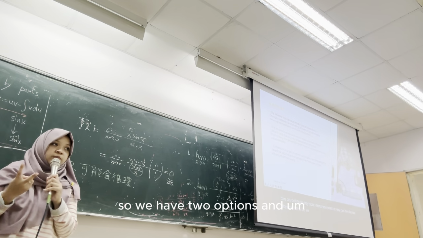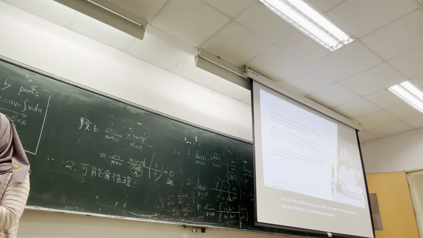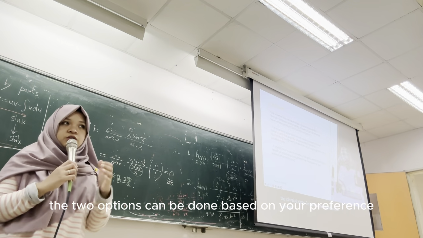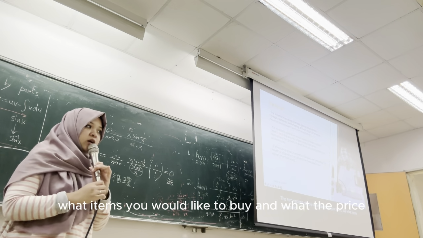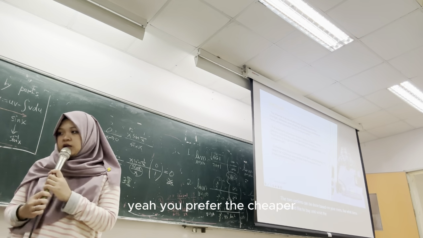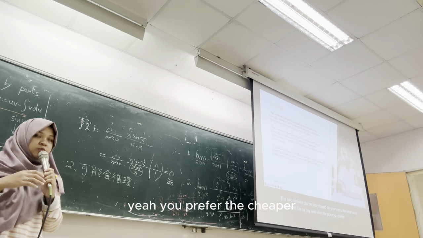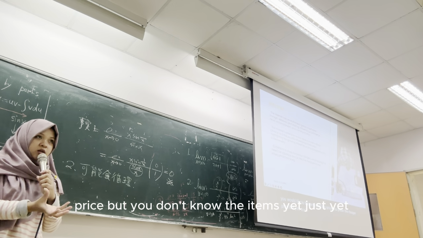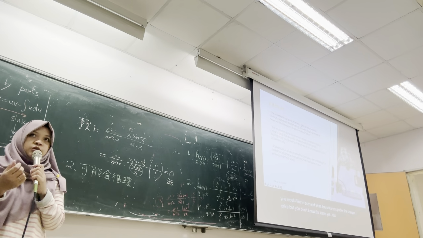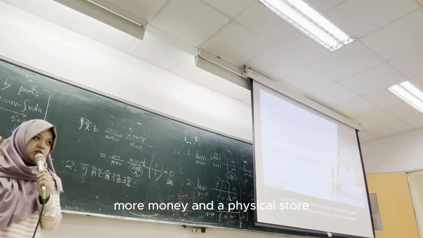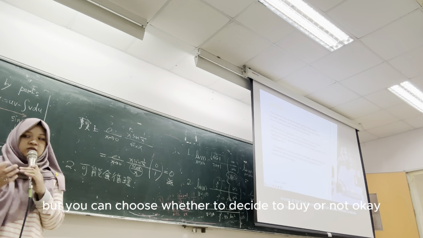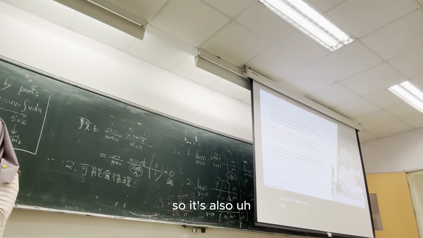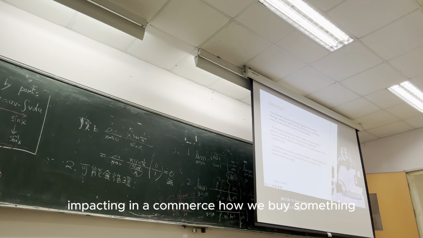So we have two options, and they can be chosen based on your preference, like what items you would like to buy and what the price is. Yeah, you prefer the cheaper price, but you don't know the items just yet, or you pay more money at the physical stores, but you can choose whether to decide to buy or not. Okay, so it's also impacting commerce, how we buy something.